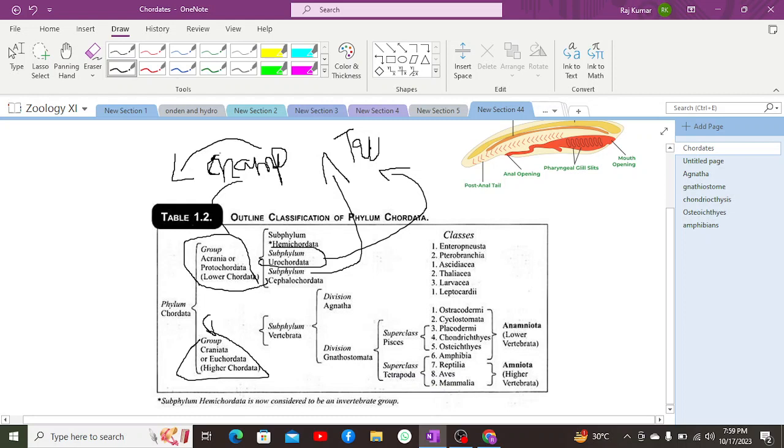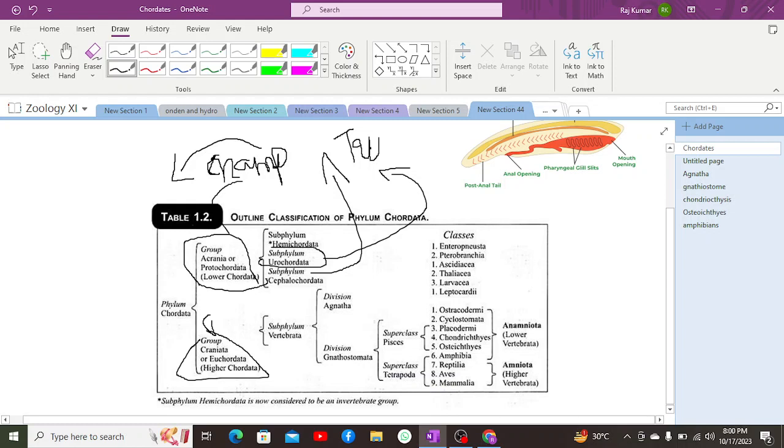This is an organism which tends to bury itself inside the sand, and after burying itself inside the sand, it acts as a filter feeder by filtering material from the sea. Both of these are marine, so it filters the material from the water and thus gains its nutrition. So that is also an example of the subphylum Cephalochordata. Another example can be Branchiostoma, and now in the second group we are having group Craniata.